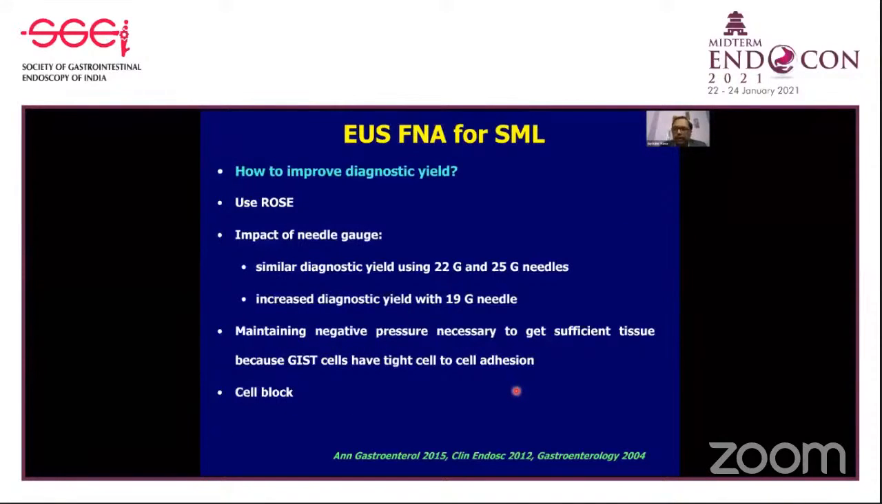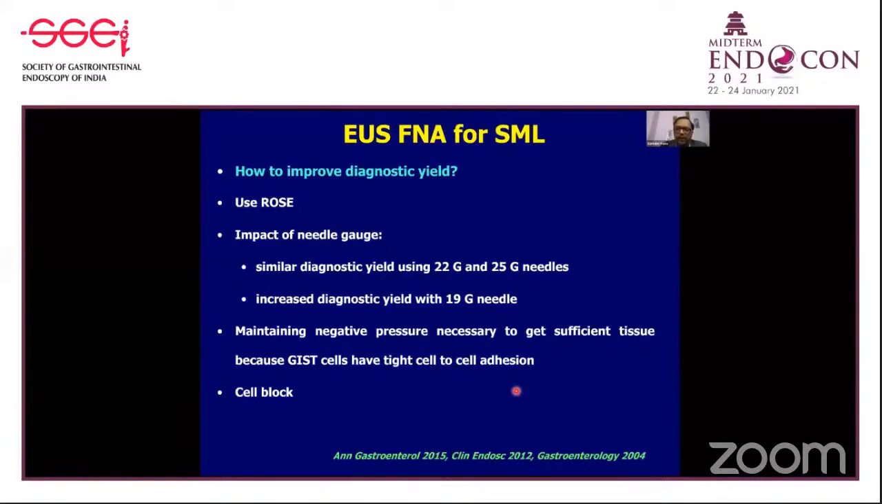Now, how to improve the diagnostic yield for an EUS FNA? One is to obviously use ROSE, as we know that ROSE increases the diagnostic yield for EUS FNA. And then what's the impact of needle gauge? The study evaluating 22 and 25 gauge needles found a similar diagnostic yield, but when we use a 19 gauge needle, the diagnostic yield significantly improves over the 22 and 25 gauge needles.